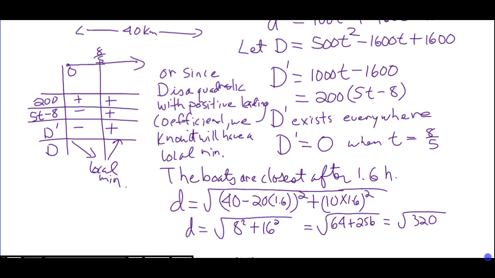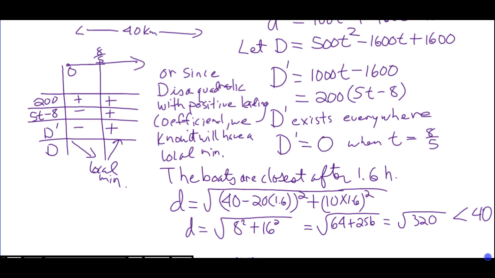16 goes into that 200 times. No, wait. Too much math. 32. 16 is a perfect square, right? It's 16 times 20, but then 20 has a 4. Oh, it's 64 times 5. So it'd be 8 root 5. Anyway, in any case, it's less than 40, right?